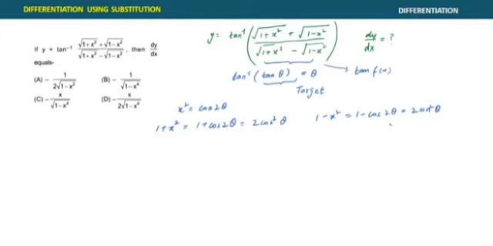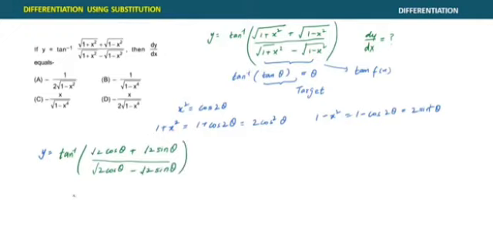Okay, so we know this now. Let's start putting these values in the function. Let me just change the color of the pen. So it will be tan inverse. 1 plus x square is 2 cos square theta, so it will become root 2 cos theta. The next bracket will be root 2 sine theta. Similarly, in the denominator it will be root 2 cos theta minus root 2 sine theta. You can see that all the roots get cancelled out.